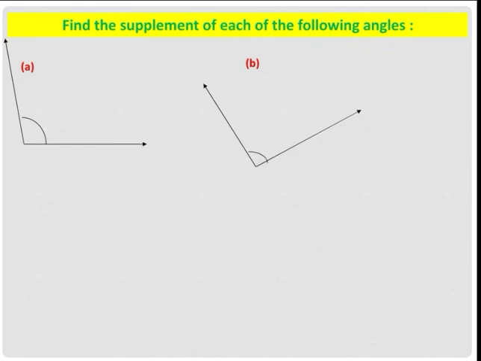Let us find the supplement of each of the following angles. One angle is given as 105 degree and one is given as 87 degree. We already learned what a supplementary angle is. It's the addition of two angles being 180 degree. So supplementary angle is equal to 180 degree minus the given angle.